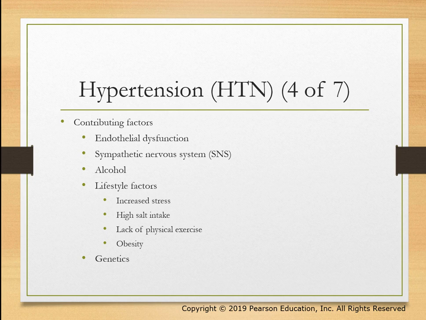Okay, so some contributing factors: endothelial dysfunction. Remember we talked about the artery and the wall of the artery, that most innermost layer is endothelial cells. Again, the sympathetic nervous system is going to affect it. And so if you're under a lot of stress, that's why we say stress contributes to high blood pressure, and you may have sort of chronic high blood pressure, right? Lifestyle factors, we talked about all this already. Diet, right? High salt intake, lack of physical exercise, genetics, all of these things are going to contribute.